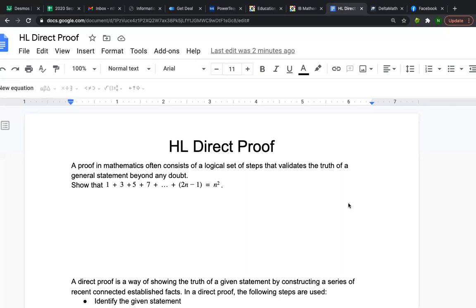So I have to show that 1 + 3 + 5 + 7 plus a whole bunch of odd numbers, where 2n - 1 is the definition of an odd number. So the sum of a certain number of odd numbers is equal to that certain number squared. So I will show you what I mean by this.